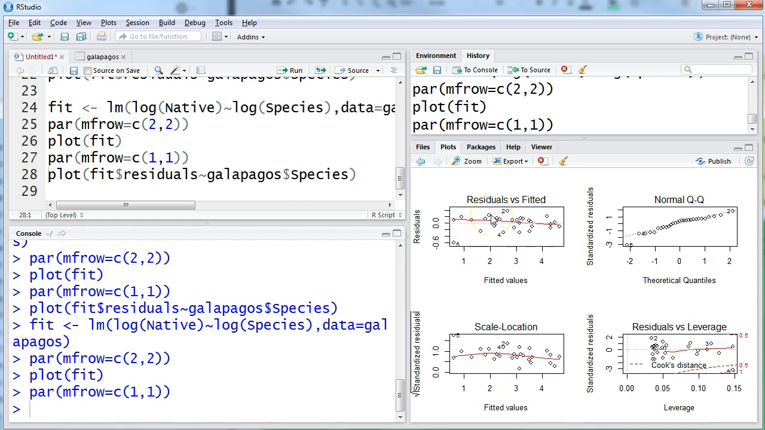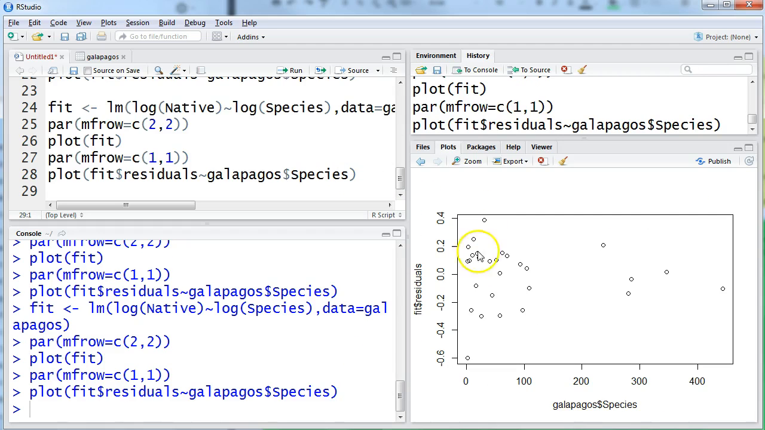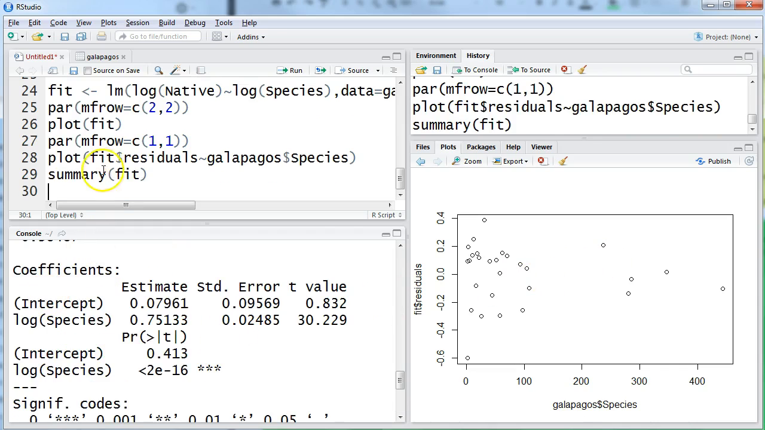Beautiful. Look at those residuals. And let's just check the residuals by species. Okay, still a little bit of high outliers here. So logging hasn't made our data perfect, but I've got to say that looks a lot better. Looking at the summary, there is my slope.